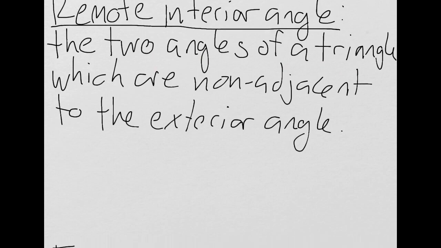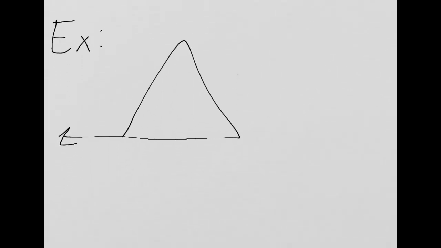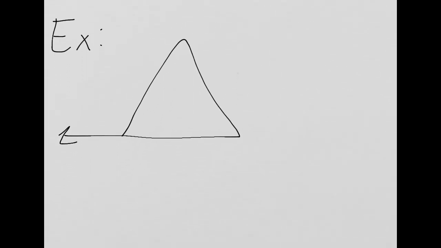So what that means is if we're looking at our triangle here we have our exterior angle, so our remote interior angles are going to be the ones that are not adjacent. Well, the adjacent angle is going to be this angle right here. So our non-adjacent angles will be this one and this one. So these are our remote interior angles. They're on the interior and they are remote, far away from our exterior angle here.